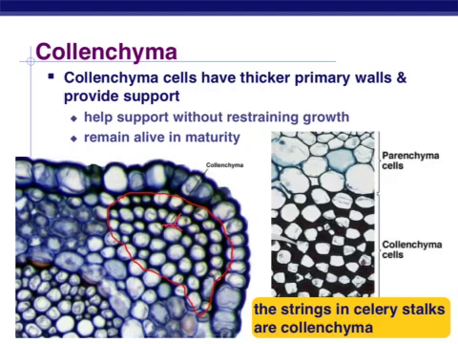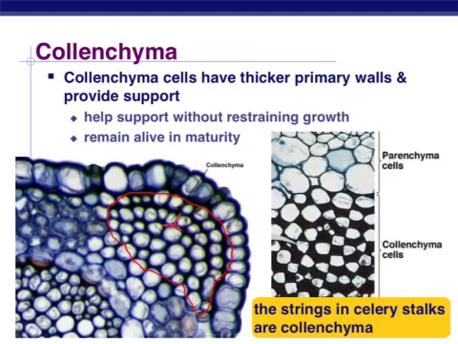And it's all primary, what we call primary wall thickness, and it's to help with support. So they help to support your plant, but they allow your plant to grow as well. They don't restrain growth. So these cells are capable of elongating, and they are completely alive even when they're at maturity. So they continually grow, they're continually elongating.